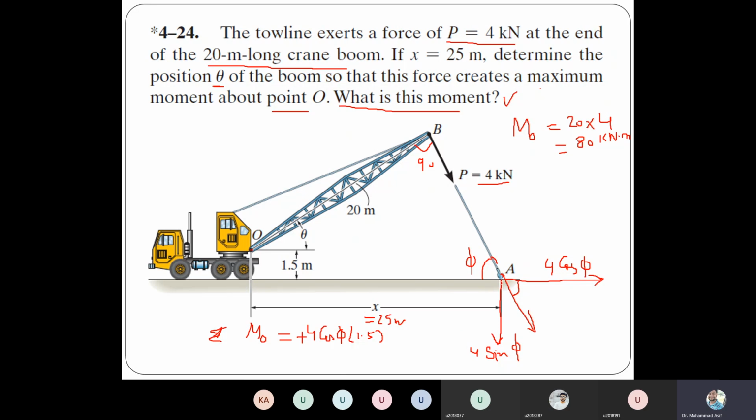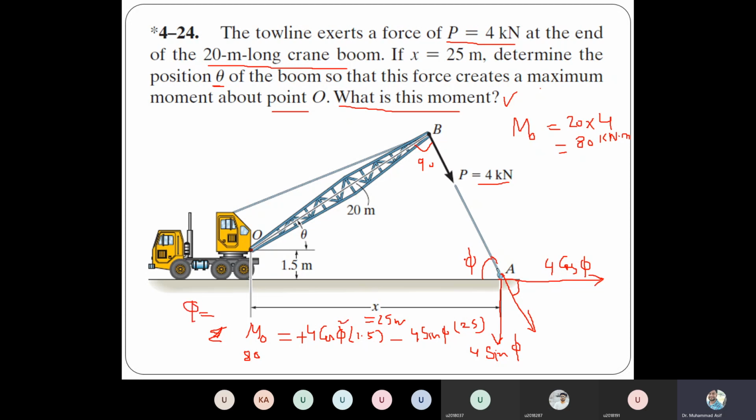And then for the component 4 sin phi, the moment arm about point O is x, and the value of x is 25 meter, and the direction will be clockwise now. So this will be negative: negative 4 sin phi times 25. We already know the value of the moment about O, which we calculated as 80 kilonewton meter. Using that formula, we have only one unknown in that equation, which is phi. So we can calculate the value of phi.